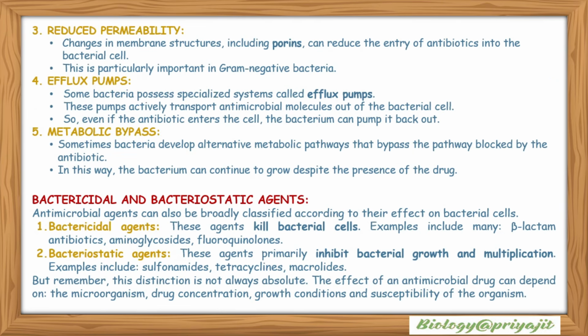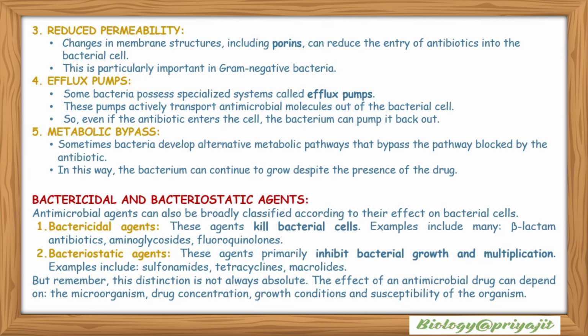Reduced permeability: changes in membrane structure, including porins, can reduce the entry of antibiotics into the bacterial cell. This is particularly important in gram-negative bacteria. Efflux pump: some bacteria possess a specialized system called an efflux pump. So even if the antibiotic enters the cell, the bacteria can pump it back out. Metabolic bypass: some bacteria develop alternative metabolic pathways that bypass the pathway blocked by the antibiotic. In this way, the bacteria can continue to grow despite the presence of the drug.